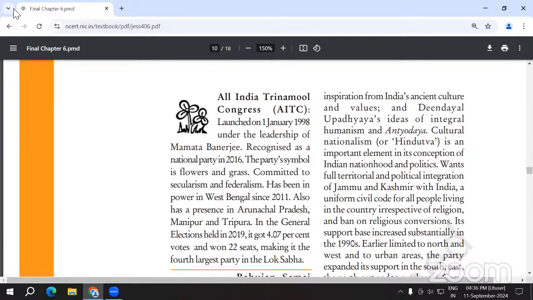Okay. The first thing about this, have you heard about this party? You might have heard about Mamata Banerjee. So Mamata Banerjee founded this party, All India Trinamool Congress. What is the full form? All India Trinamool Congress. When it was founded, first January 1998. The question used to come. In 1998, it was founded by Mamata Banerjee.